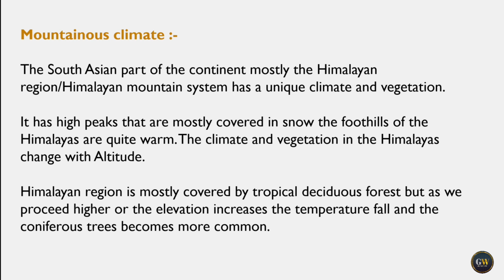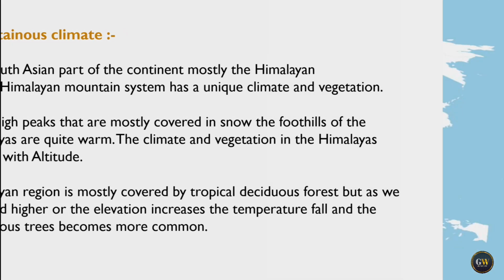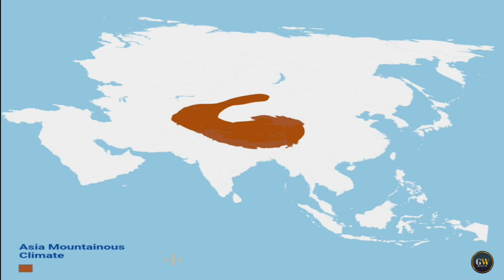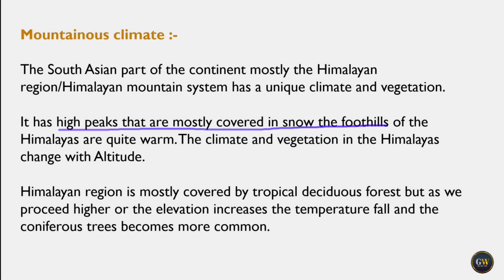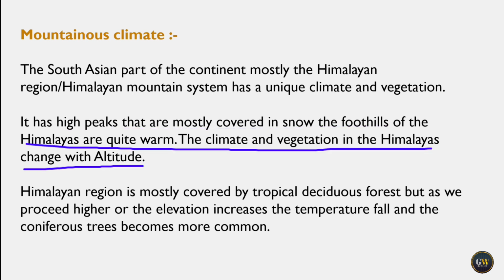Now we have another climatic condition, that is the mountainous climate. The South Asian part of the continent, mostly the Himalayan region and the Himalayan mountain system, has a unique climate and vegetation. It includes the area around the Himalayan region and the ranges of Karakoram, the Kunlun, and the Altyn Tagh that we have discussed in our physical division of Asia. So these are all the climate of mountains. It has high peaks that are mostly covered in snow. The foothills of the Himalayas are quite warm.